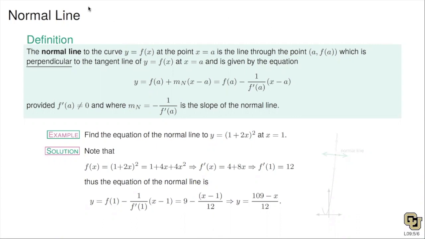So here's the graph. This line right here is the tangent line that I've drawn. That's the tangent line. And then you can see the other line here that's perpendicular. This is our so-called normal line right here. This is the normal line.